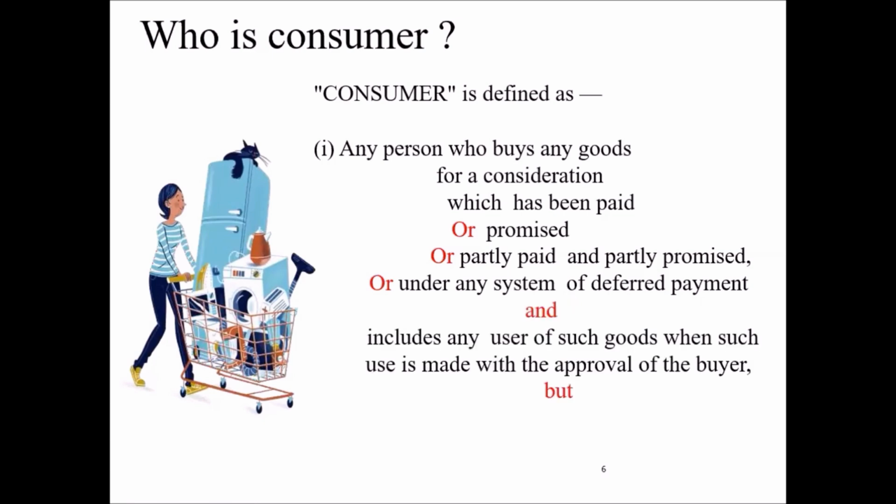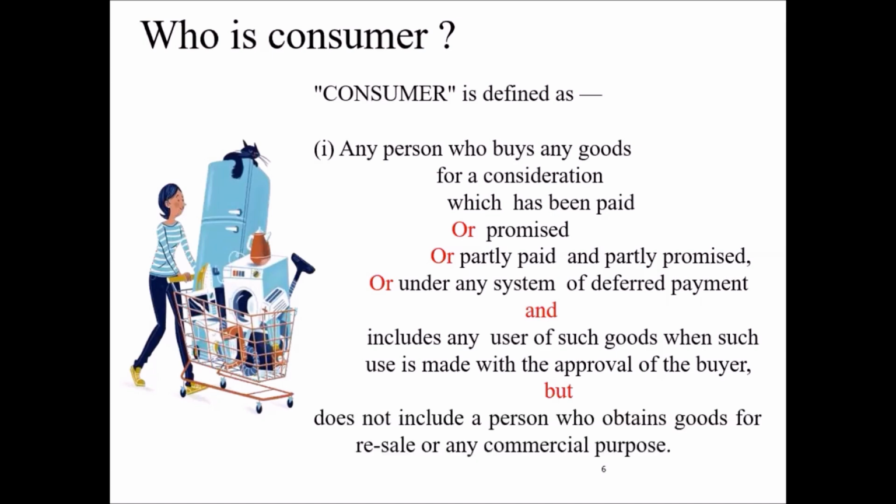And include any user of such goods when such use is made with the approval of buyer. So if I am buying something and with my approval someone else is using that product, that person will also be called as consumer. So if I am buying an electric iron, I am a consumer. My domestic help is using an electric iron with my approval. In that case, she will also be called as consumer.